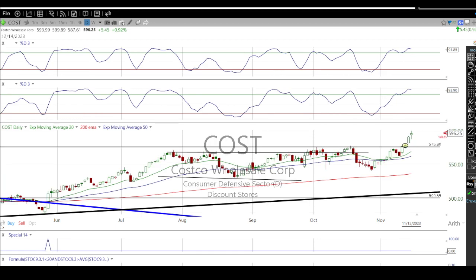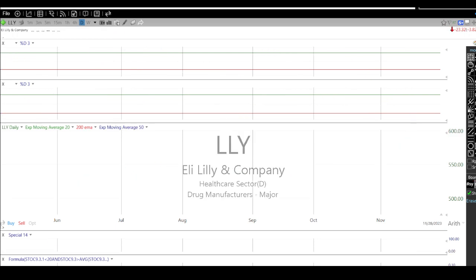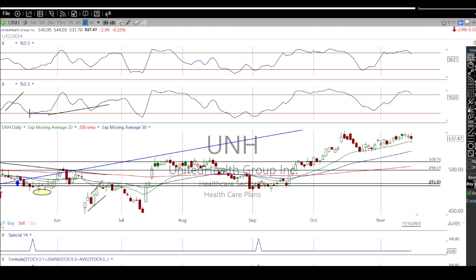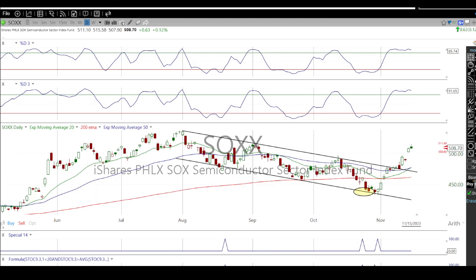Costco, of course, is a breakout. We call that breakout 575. That was big. Watching the Eli Lilly here. That's cute. Nothing there. Nothing there. Let me see. Oh, here's the best bet here.